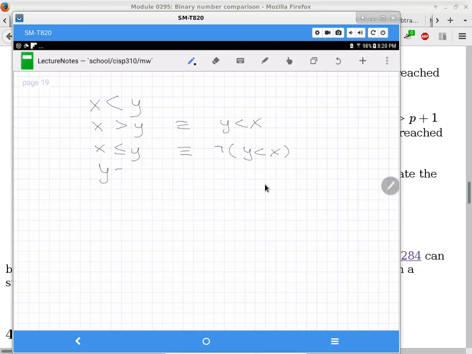Okay. x is greater than or equal to y. That's easy because we just flip it, right? So we got all the stuff that has less than or greater than in it. Now we get to the easy ones, the equal and the not equal. We're going to do the easy one first. x does not equal y, using only less than.